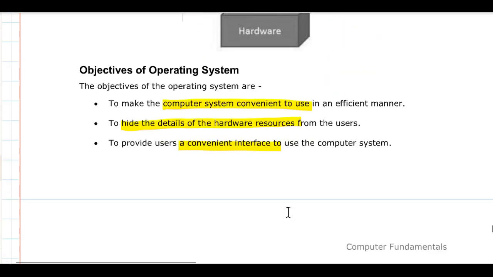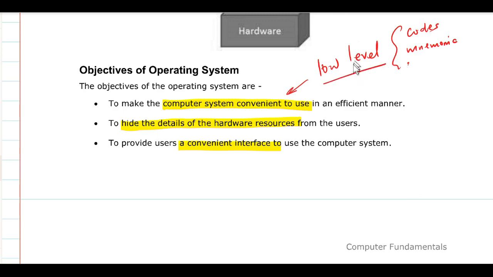So there are a few objectives of the operating system, and one of them is that they make the computer system convenient to use and efficient. Without it, you would need to write instructions in low-level language, and I think I mentioned that in a past lecture. Low-level language is characterized by codes, mnemonics, pseudocodes. You would be giving the computer instructions not in a high-level language, but in mnemonics. The mnemonics are the characteristic of low-level languages.